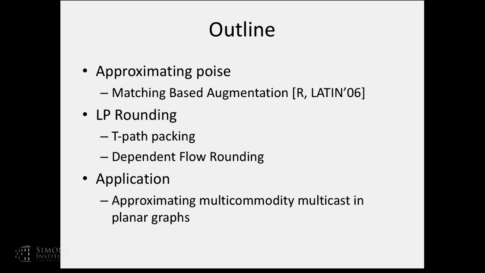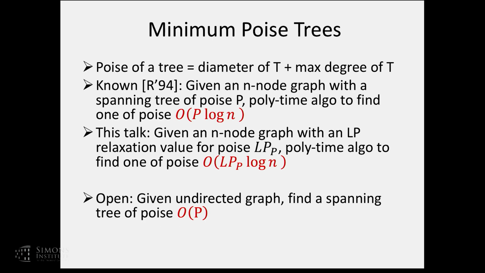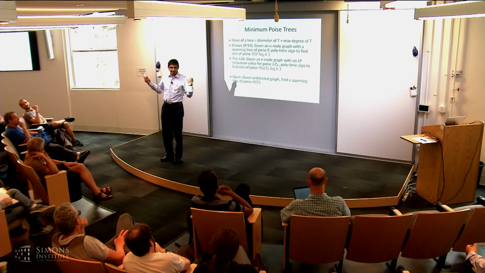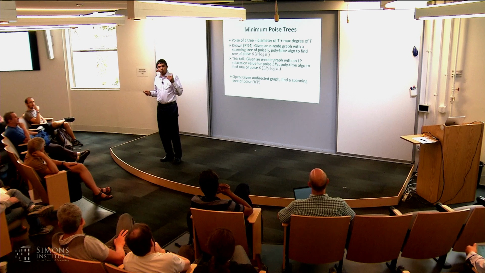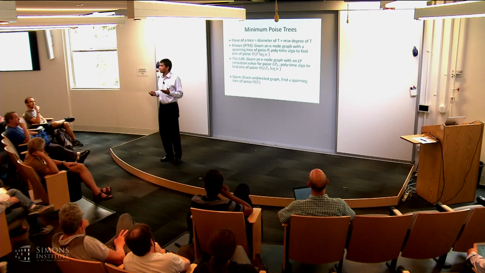All right, so before we get started, if I gave you a complete graph, and I asked you to minimize the diameter of a tree, what's the best tree? It's a star, right? If I gave you a complete graph and I asked you to minimize the degree of the tree, what's the best tree? It's a path. So what is the solution for the minimum Poise?